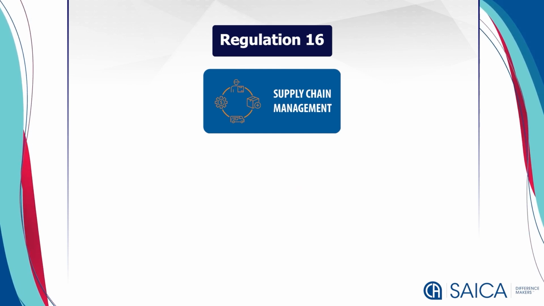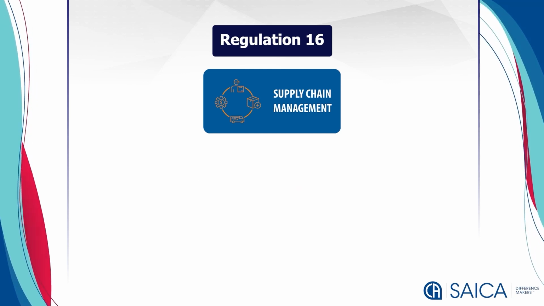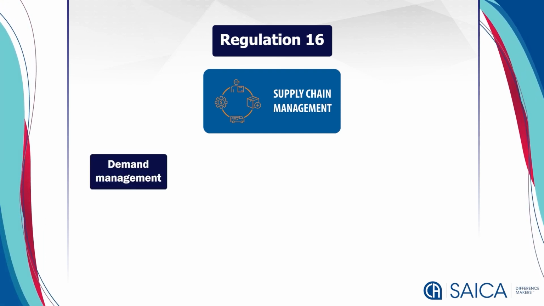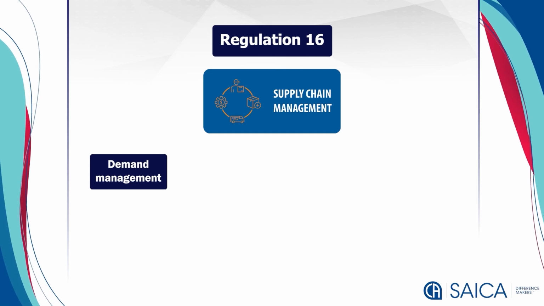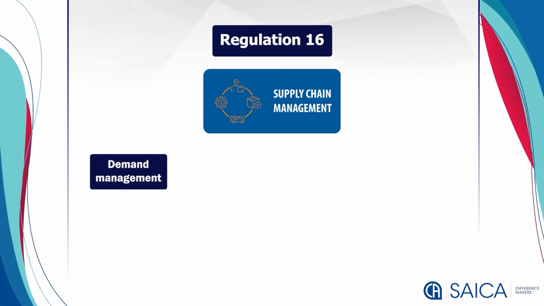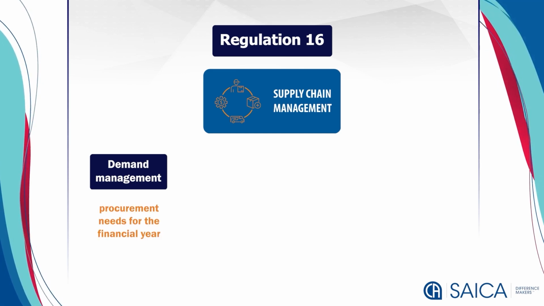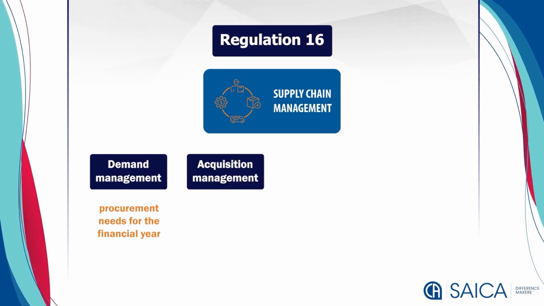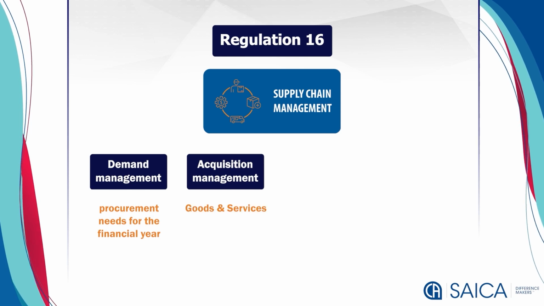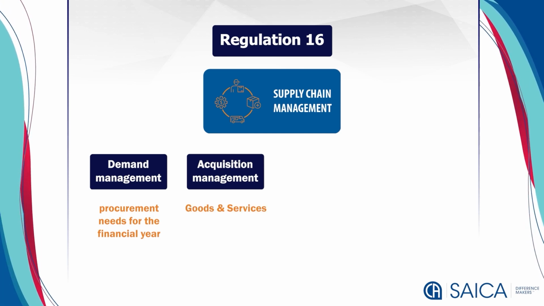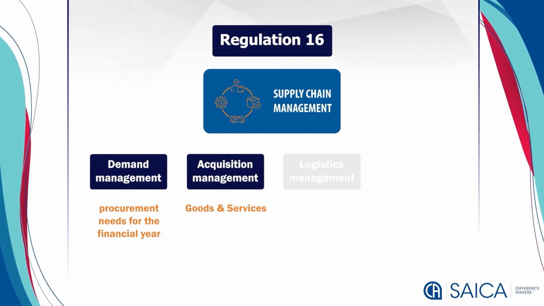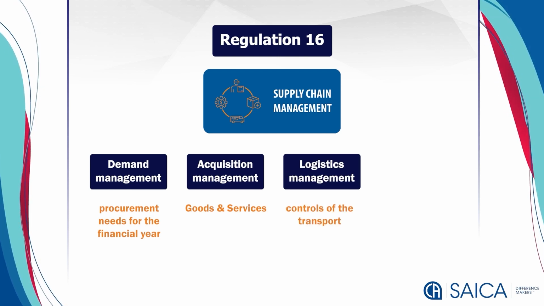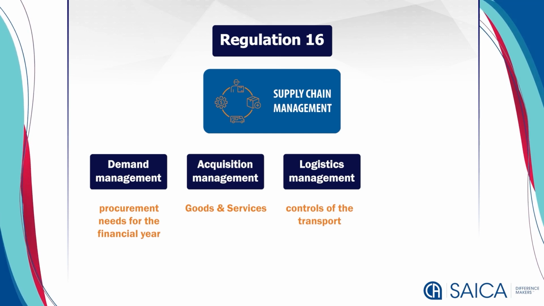This regulation also outlines at minimum what should be included in the supply chain management system, such as demand management, which relates to the process around planning for the organization's procurement needs for the financial year. Acquisition management. This relates to the processes around the actual acquisition of goods and services and the related controls around these processes. Logistics management relates to processes around controls of the transport of such goods and services where applicable.